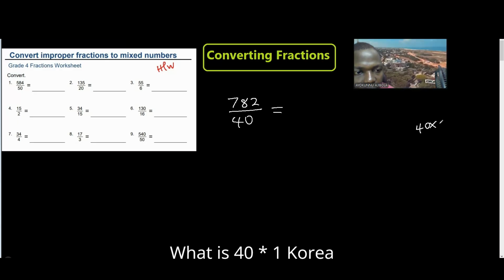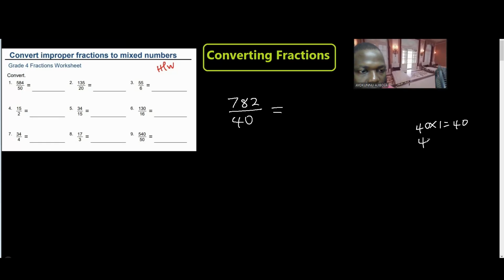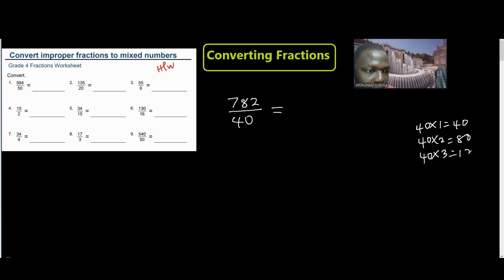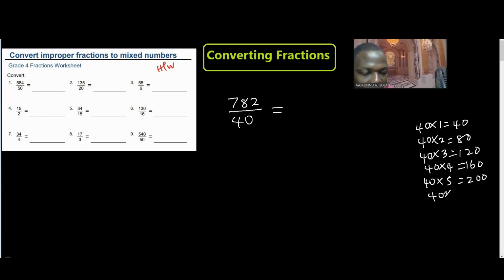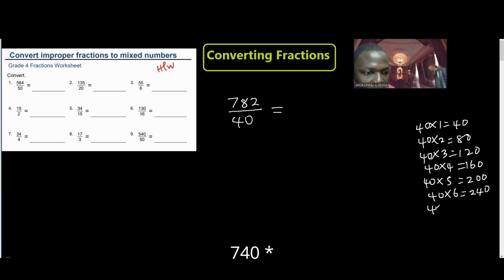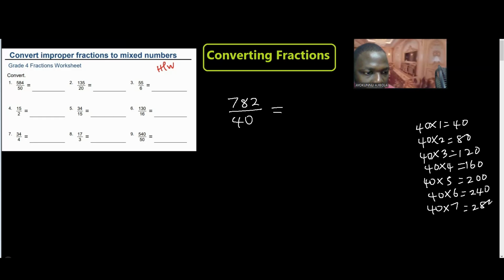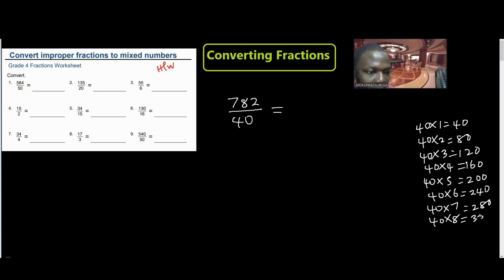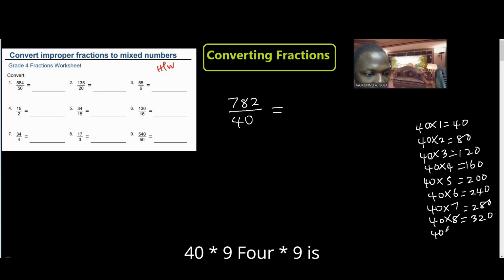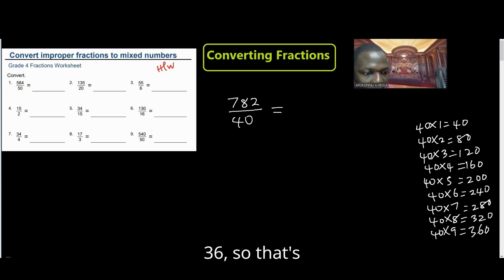What is 40 times 1, Korea? 40. 40 times 2, 40 times 3, 40 times 4. You're not talking. 4 times 4 is 16, so 160. 40 times 5, 40 times 6, 40 times 7, 40 times 8 is 320. 40 times 9: 4 times 9 is 36, so that's 360.